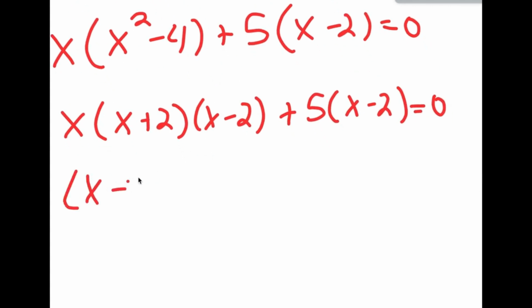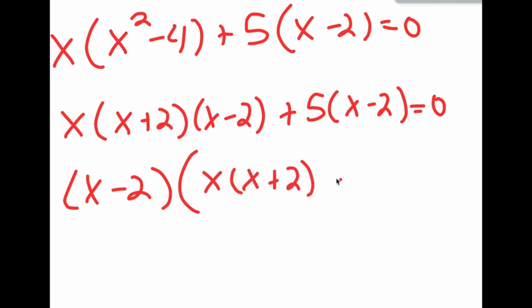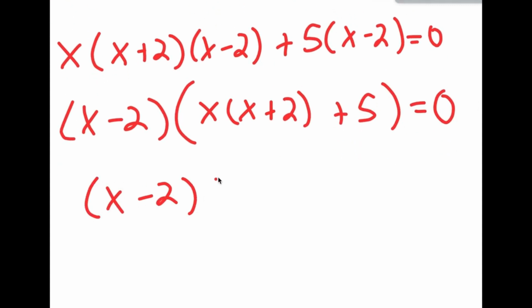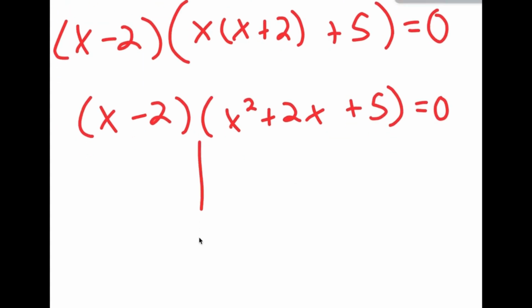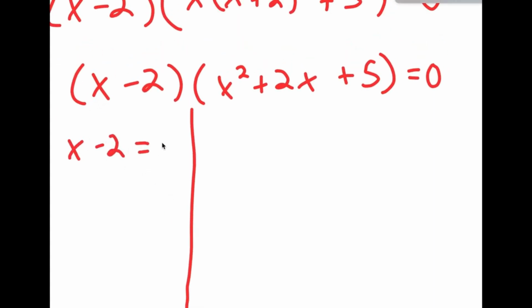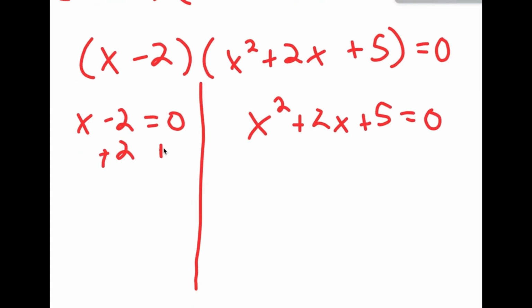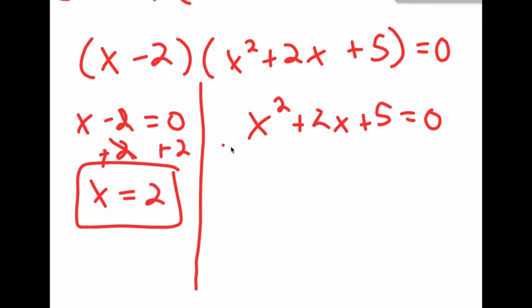Now from here, I can factor out x minus 2, so I get x minus 2 times x plus 2 plus 5 is equal to 0. And this simplifies to x minus 2 times x squared plus 2x plus 5 is equal to 0. Now this gives me two equations. I get x minus 2 is equal to 0, and I get x squared plus 2x plus 5 is equal to 0. Well, for x minus 2 equals 0, I can simply add 2 on both sides, so I get x equals 2. And we already got the solution by guessing at the start.